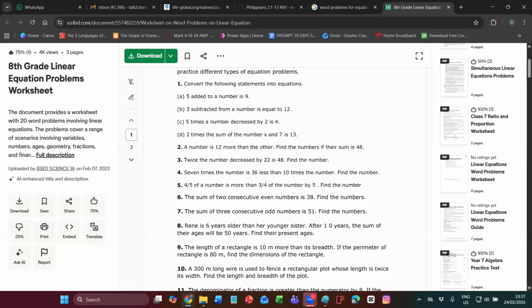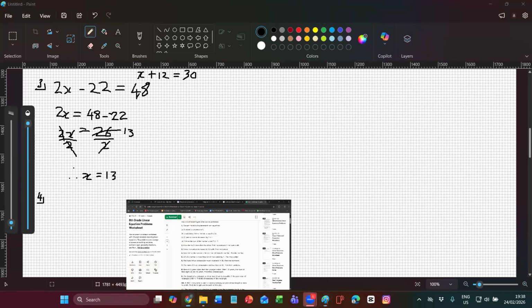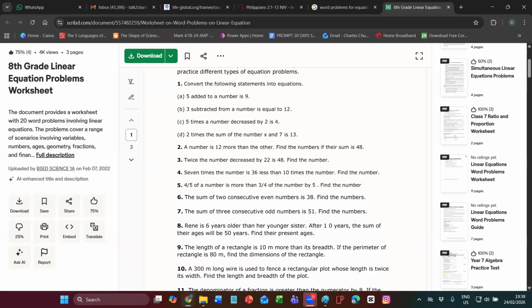Okay, let's just do number 4. Number 4 says 7 times the number is 36 less than 10 times the number. Find the number. Okay, so let's look at it again. 7 times the number. Did you notice they said is? If you want to interpret this literally, just look at it as what they said.